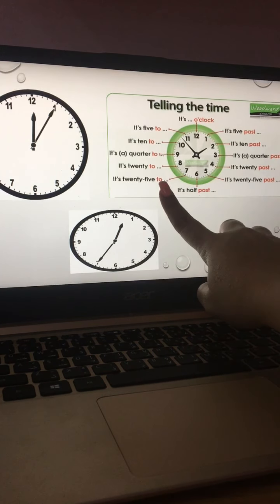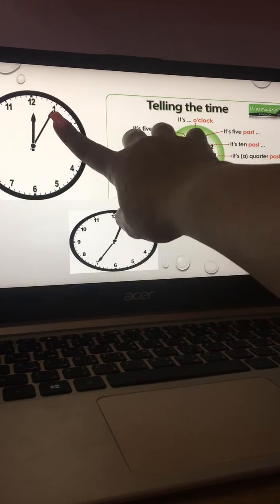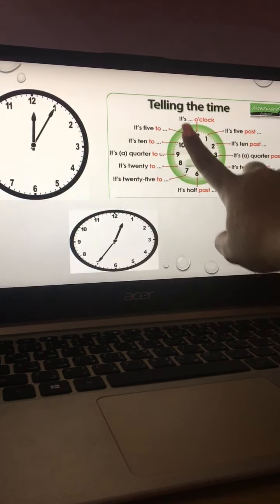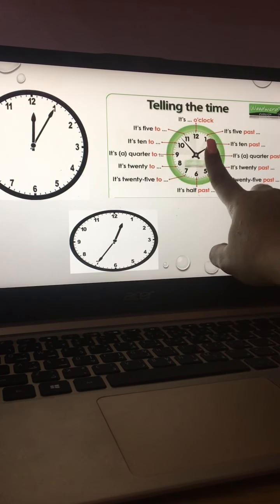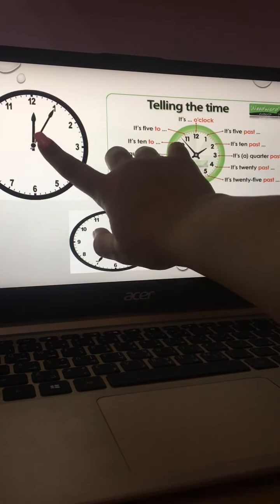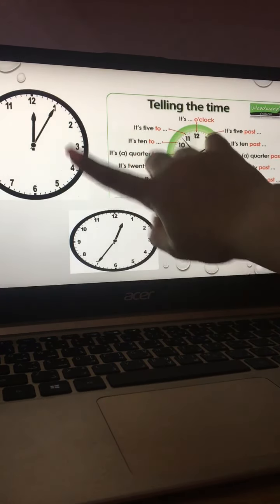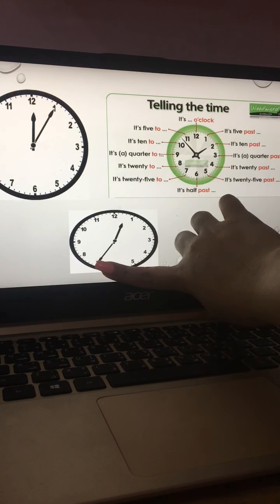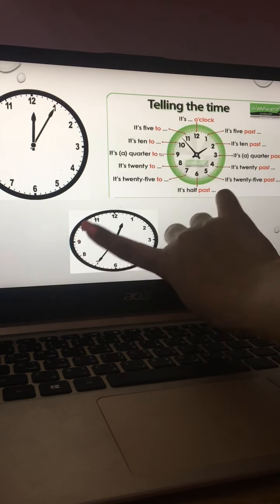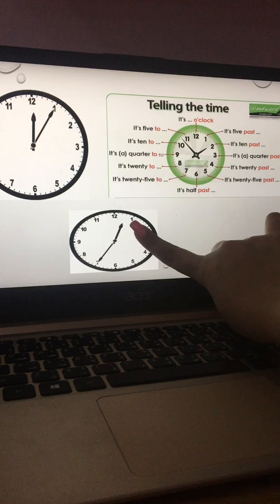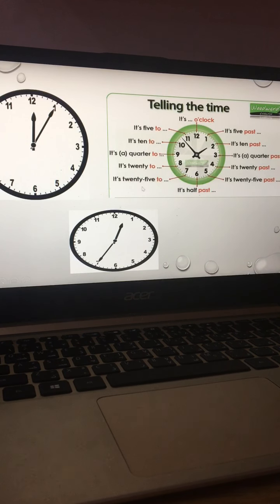So once we start saying the word "to," we have to look for the next hour. We do not say 12 anymore. No, this is wrong. We are going to say 1. So there are 25 minutes to 1, to the next hour, okay? Because we are imagining that the hour hand is pointing to 12 and the minute hand is pointing to 7. So there are 25 minutes left for it to be exactly the next hour, 1. Very good.